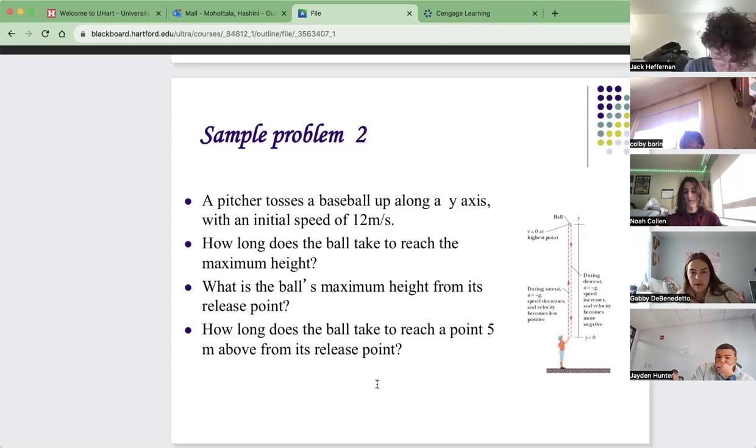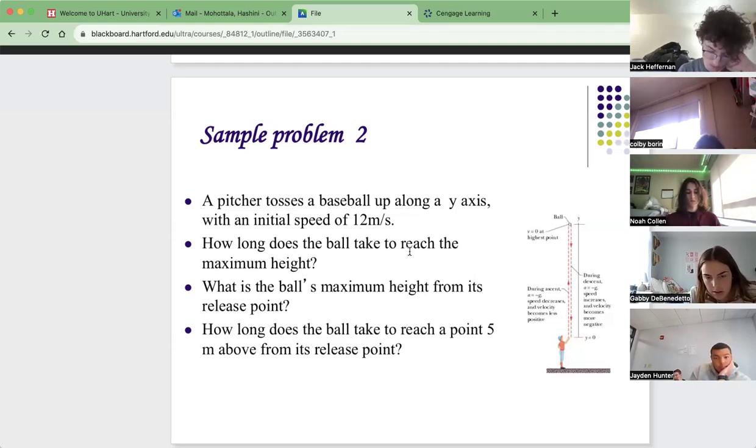All right. So that's the problem. The only value that is given to us is the 12 meter per second. Now, how long does the ball take to reach the maximum height? Now, what happens at the maximum height?